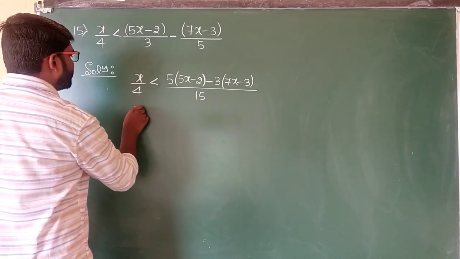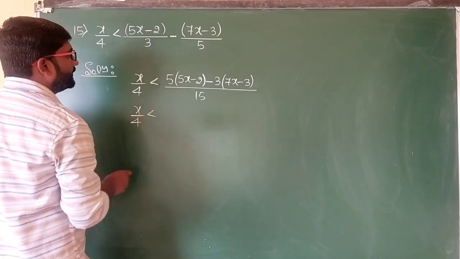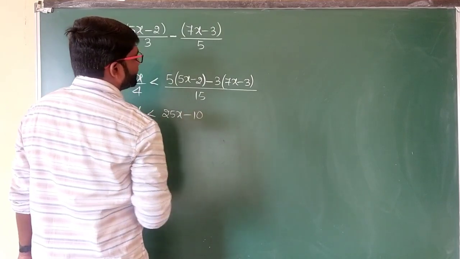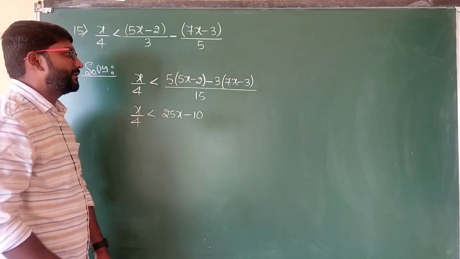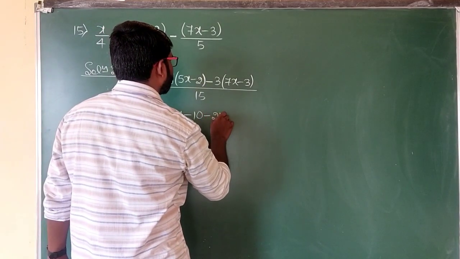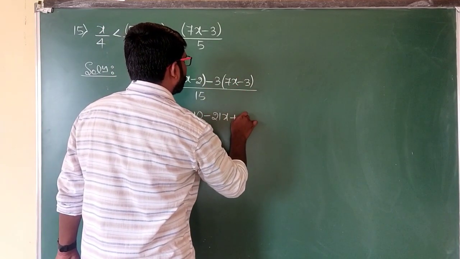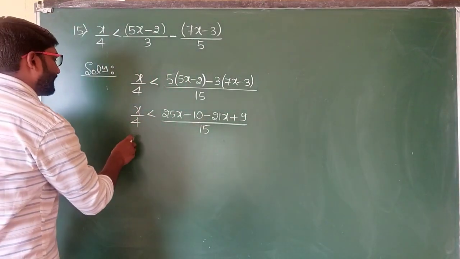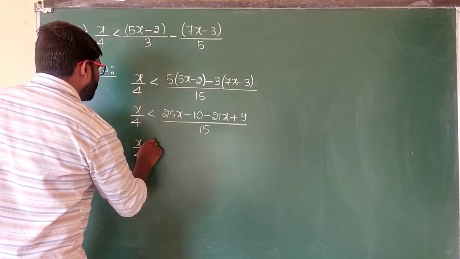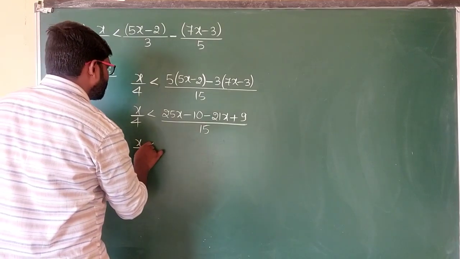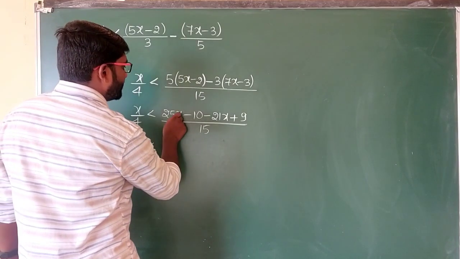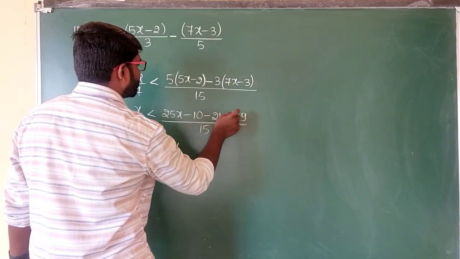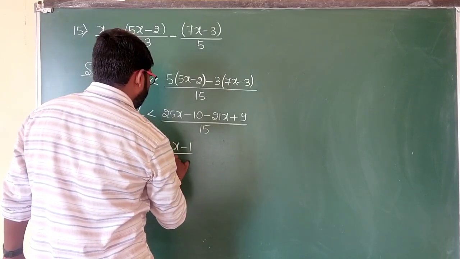So now x/4 less than 5 into 5x is 25x − 10. Now 3 into 7x will be 21x, and we have the minus sign, so minus 21x. Minus into minus is plus 9, divided by 15. So now x/4 less than 25x − 21x will be 4x, minus 10 plus 9 is minus 1, divided by 15.